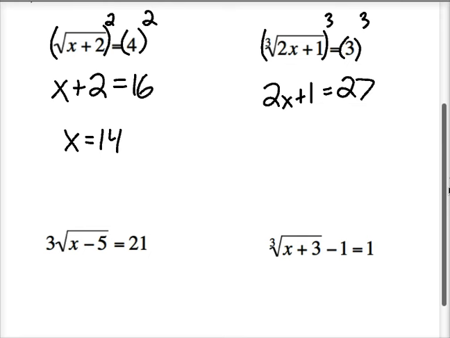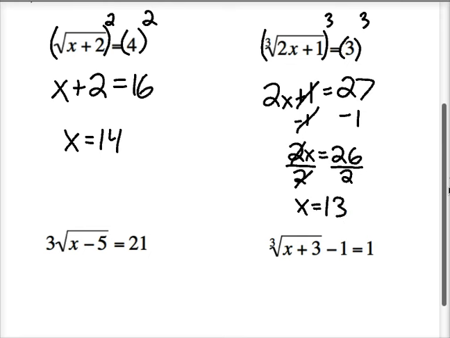And now I just have to solve that linear equation. So I'm going to subtract the 1 from both sides. So 2x equals 26, and then I'm going to divide by 2. And I got my answer of x being 13.